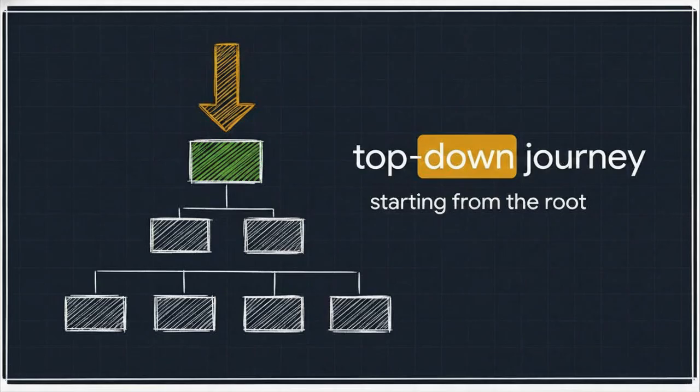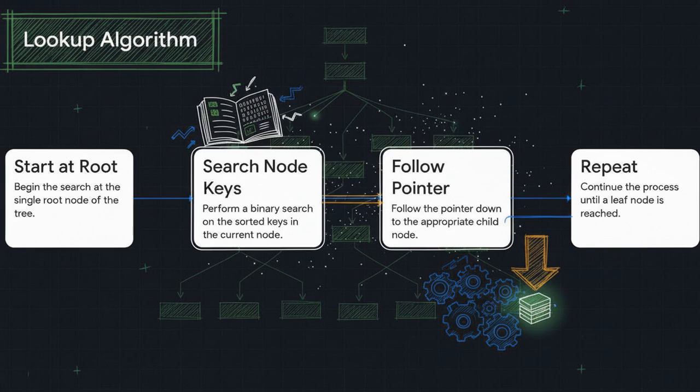Every single search, no matter what you're looking for, starts at the exact same spot, a single root node at the very top. It's like the front door to a giant, perfectly organized library. You always start at the front door, and from there, there's a clear path to any piece of data you need. And the lookup process itself, it's actually pretty simple.